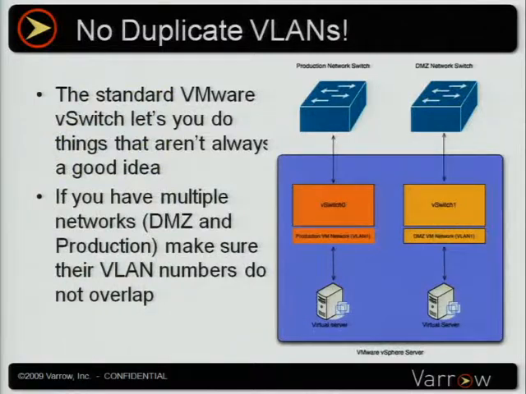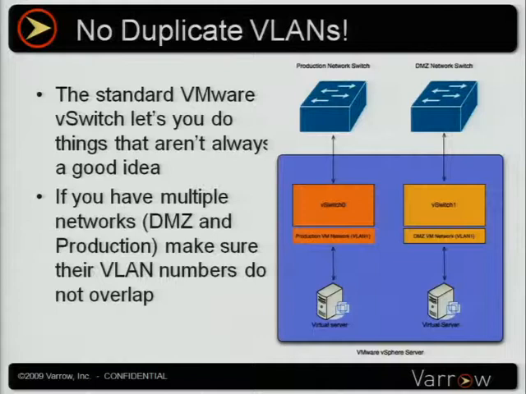Another one I've hit once or twice. You see this a lot with people who have a DMZ network. They have a DMZ set of switches that are physically separate from the production set of switches. But for whatever reason, the person that set them up used VLAN 1 on both of them. I've hit it. What happens is, you have to remember, the standard vSwitch will let you do things that are not a great idea. But it works because those two vSwitches don't commingle with each other. This is a distributed virtual switch. It's one switch across your whole cluster.